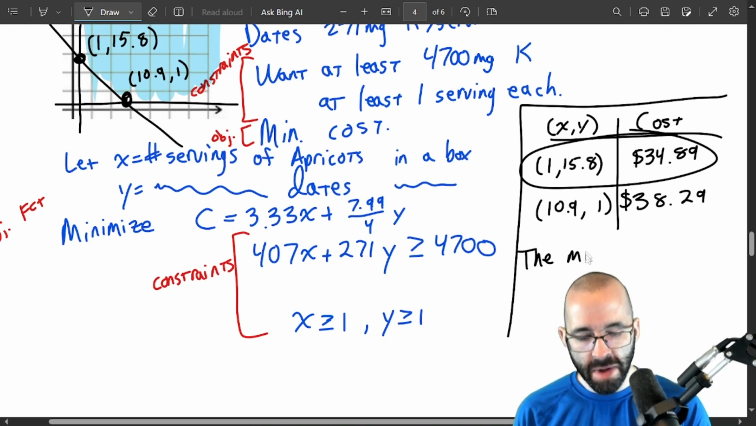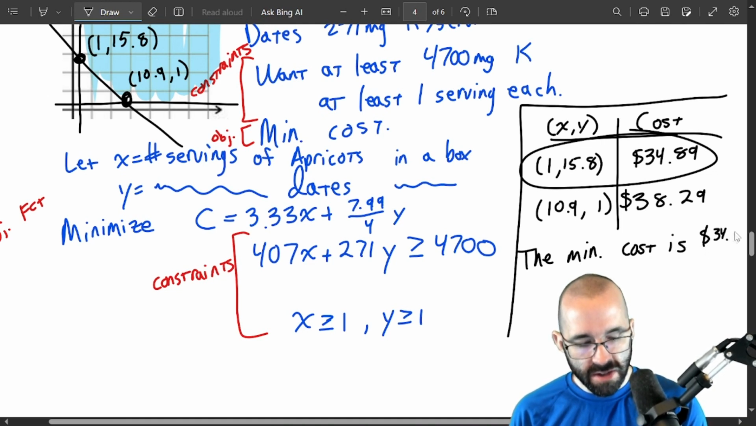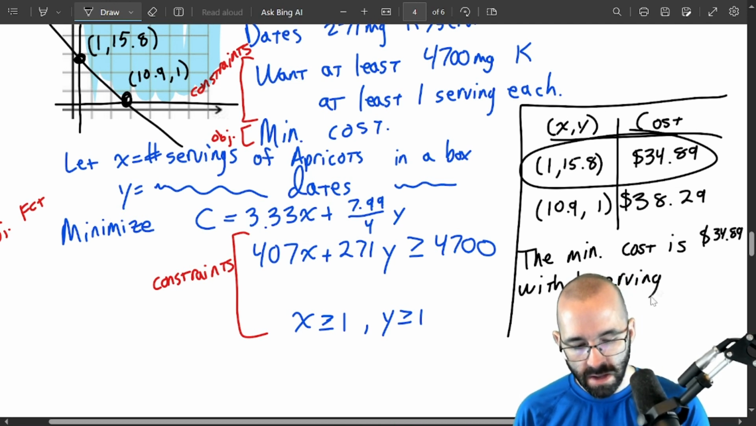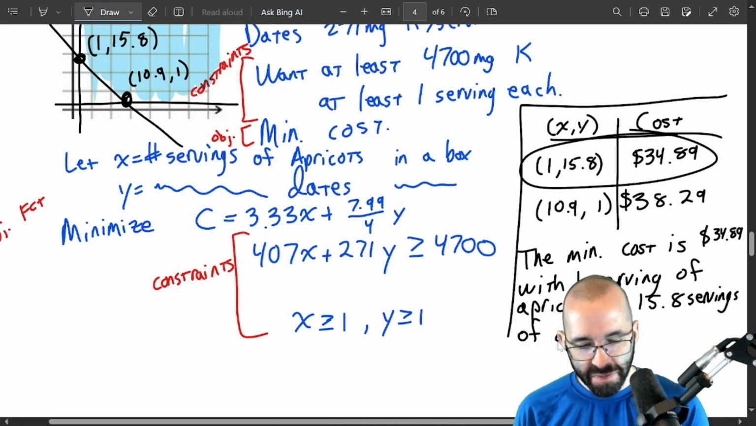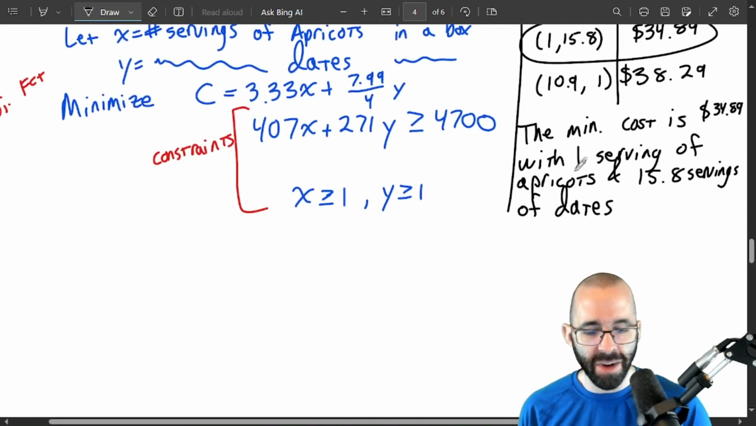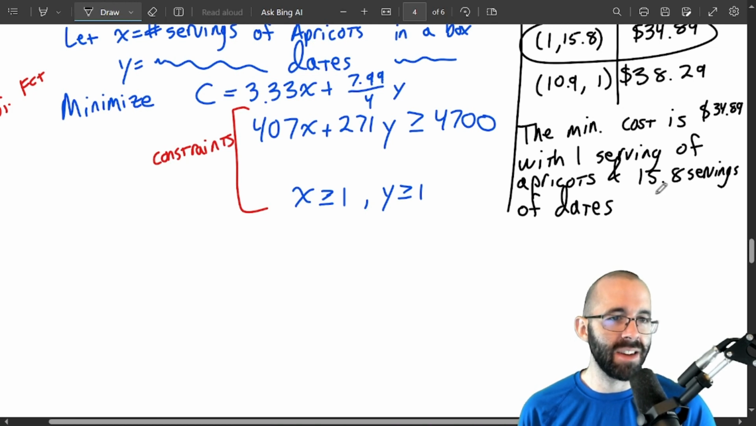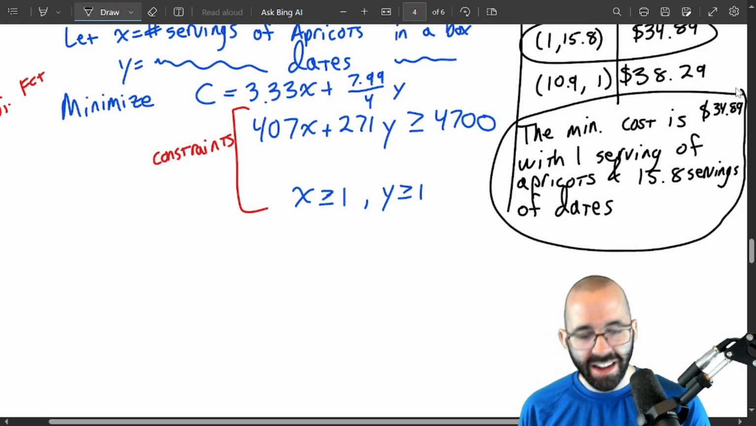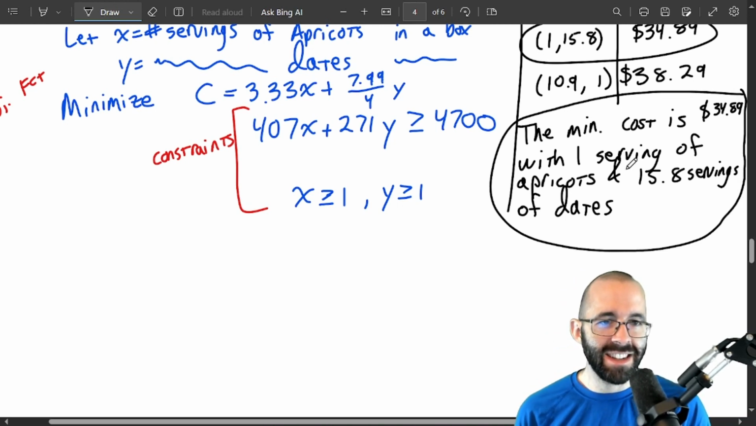So we answer and say the minimum cost for a box of bars is $34.89, and it has 1 serving of apricots and about 15.8 servings of dates for the box. So each bar would have 1/10 of a serving of apricots and 1.5 servings of dates. This is our answer. Expensive box and very date heavy.